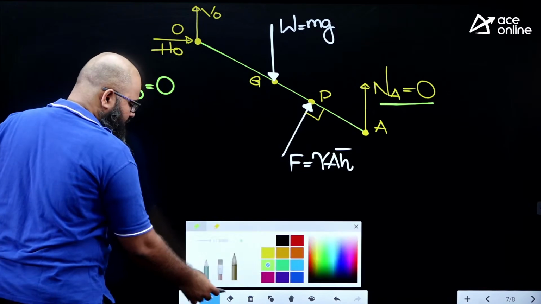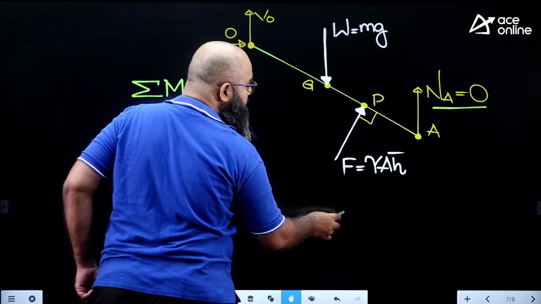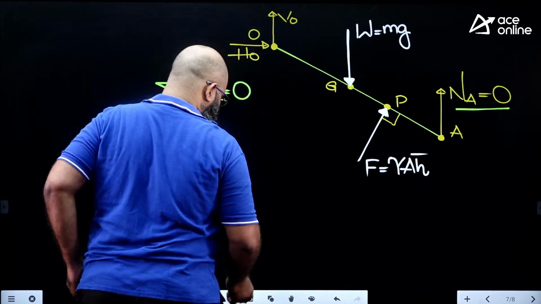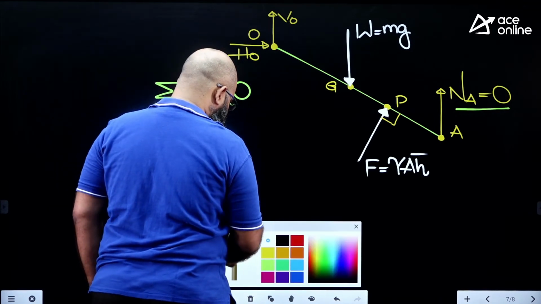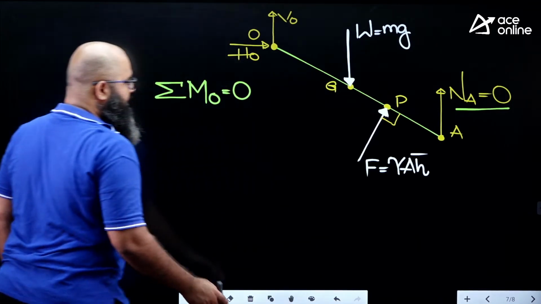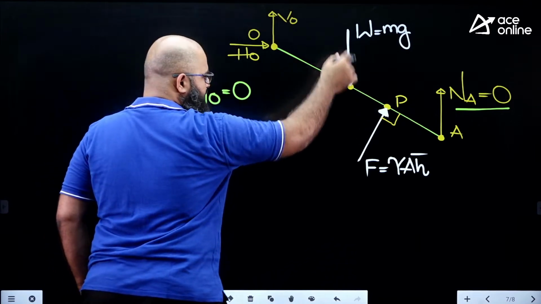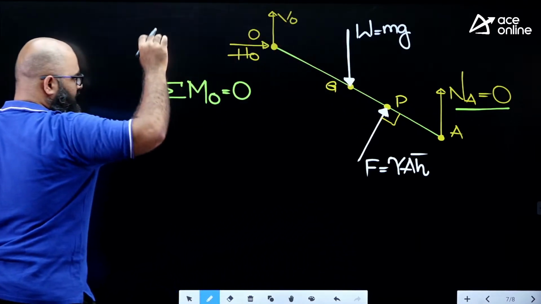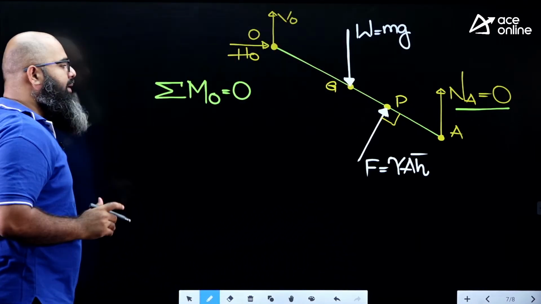Now if I say summation of moment about point O is equal to 0, what do I get from there? I get from there that the moment by virtue of force, let us say the anti-clockwise moment and the clockwise moment, must be equal in magnitude.